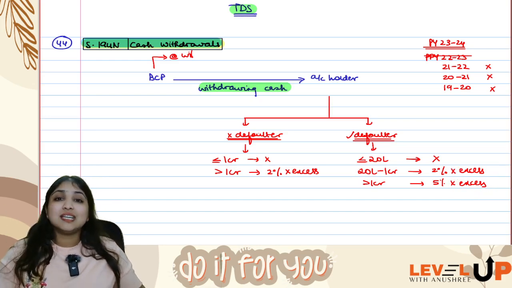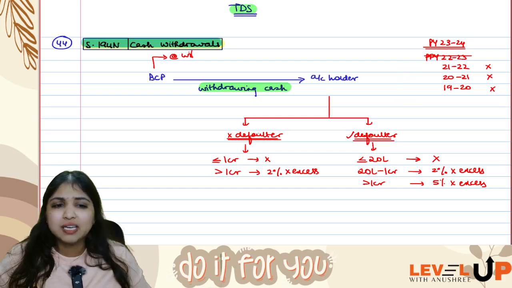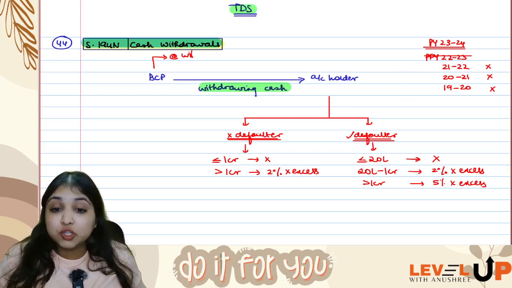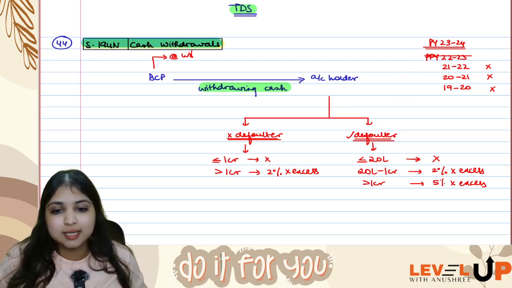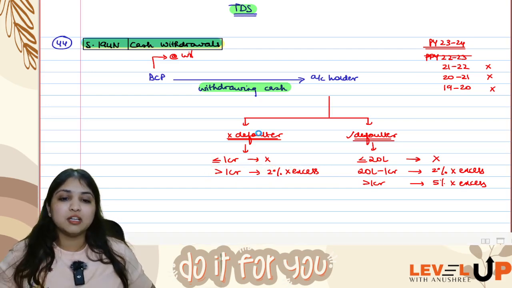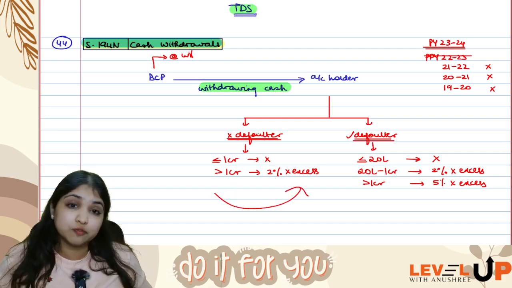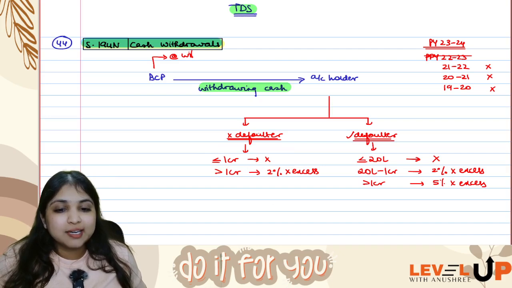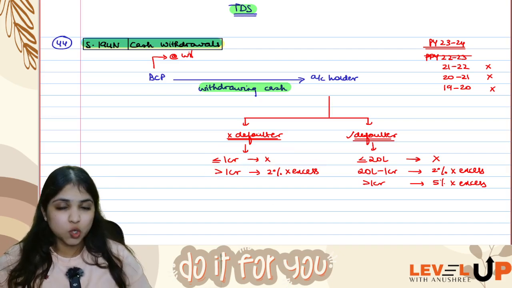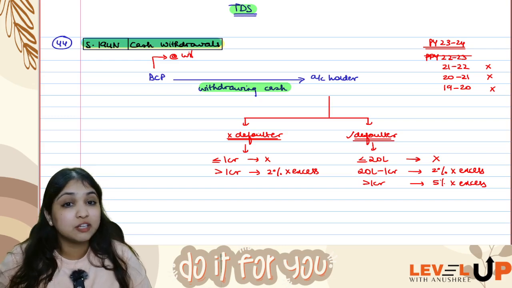Generally, in other sections we don't talk about excess, but in 194N, we deduct tax on the excess. Okay, but if assessee is not a defaulter, which means even 1 year if he has filed ITR, then if he is withdrawing cash up to 1 crore, no TDS. If he is withdrawing more than 1 crore, then yes, there will be TDS at the rate of 2% of the excess. Okay, so up to 1 crore no TDS, more than 1 crore 2% of the excess. Alright, this is TDS on cash withdrawals, 194N.